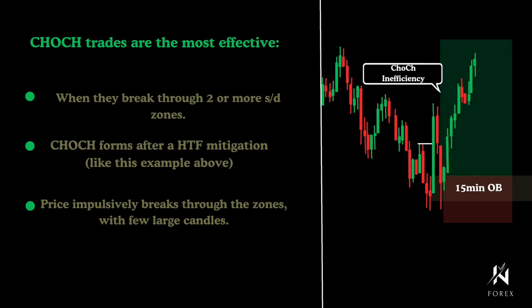We place a buy order a spread size above the 15-minute order block. Stop loss goes just below the swing low. Pro tip: change of character trades are most effective when the price breaks through two or more supply or demand zones, especially after a higher time frame mitigation, and typically do so with strong, impulsive candles. Let's move on to the next setup, the continuation pattern.